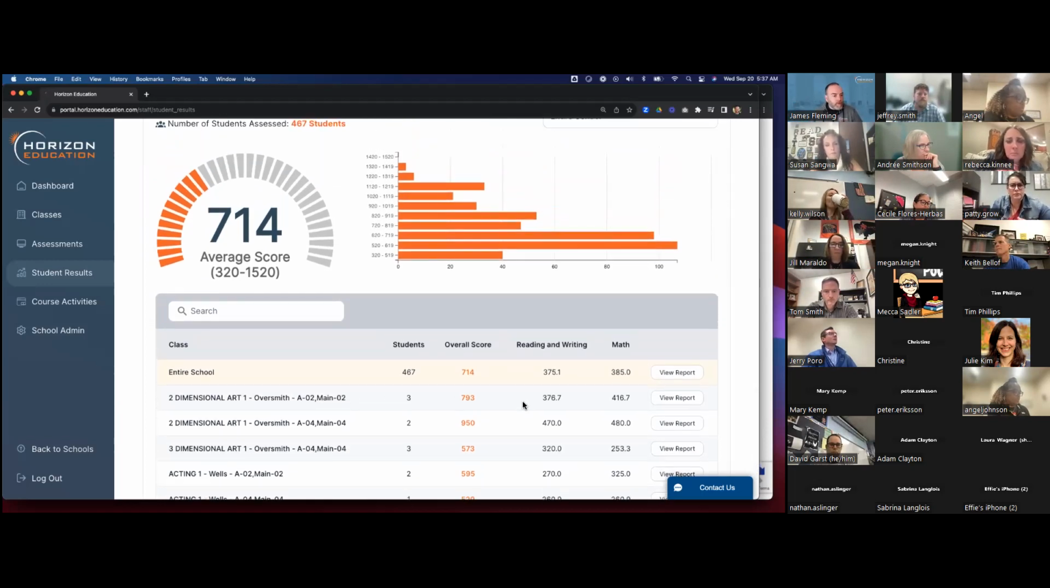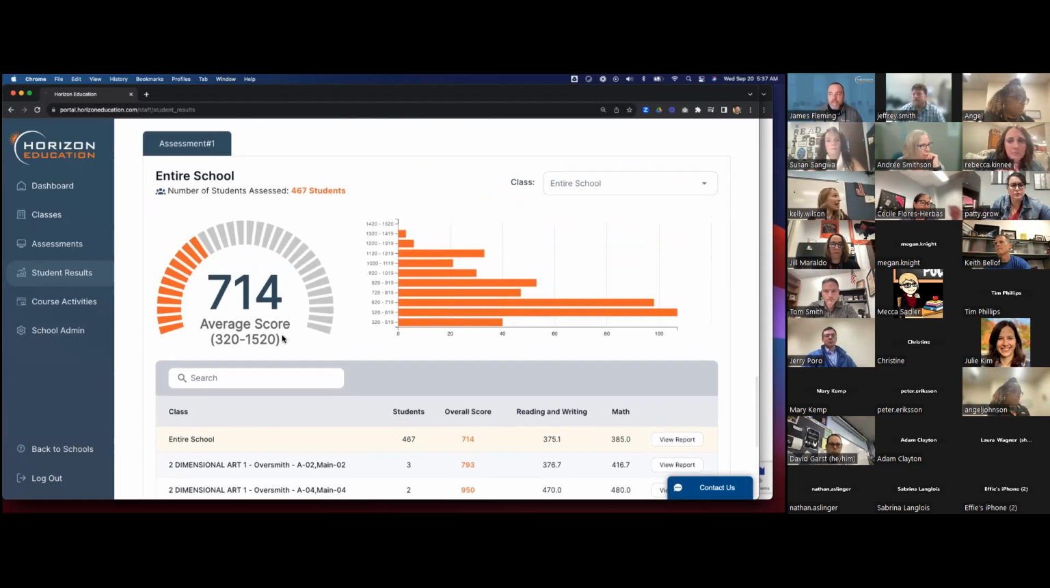Okay, so I'm going to jump right in. First thing that we're going to see here is the total number of students assessed. Looks like this school had 467 students assessed with a class average of 714. The histogram on the right-hand side gives us a little bit of an idea of the shape of the population, and we're going to dive in a little bit more from there.